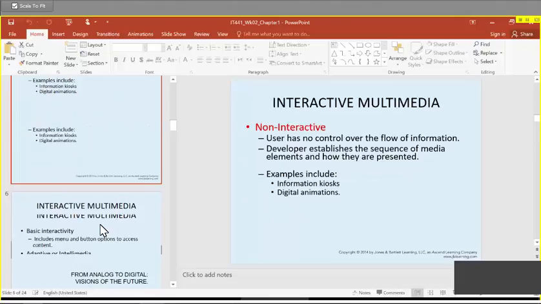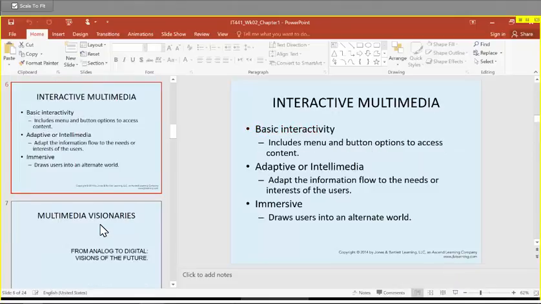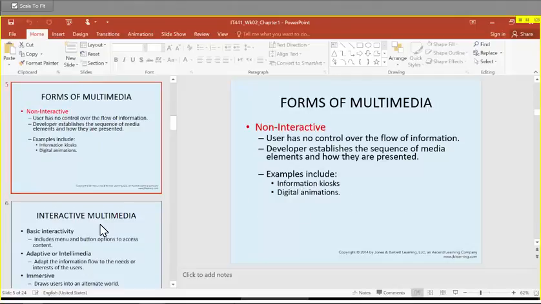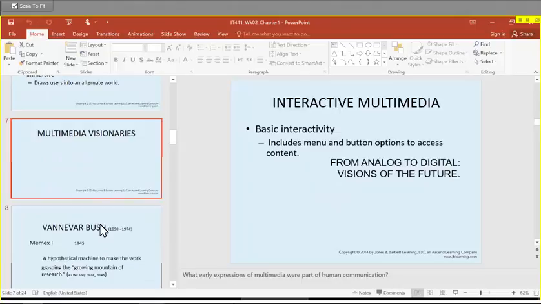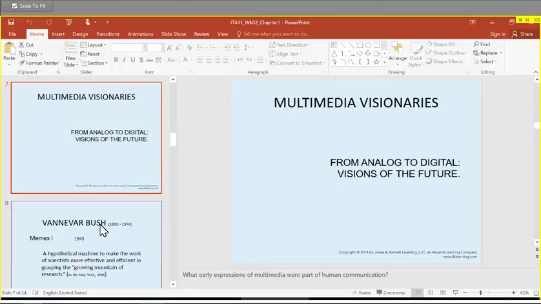Whereas in the interactive we have menus, buttons, and options to access the content, and we can also have adaptive or intelligent media, or IntelliMedia, which adapts the information flow to the needs and interests of the users. And we also have immersive media, which draws users into an alternative world, like in virtual reality and 3D animations.